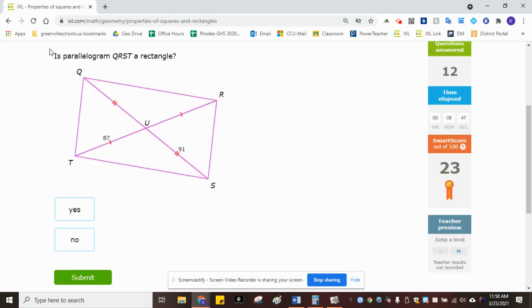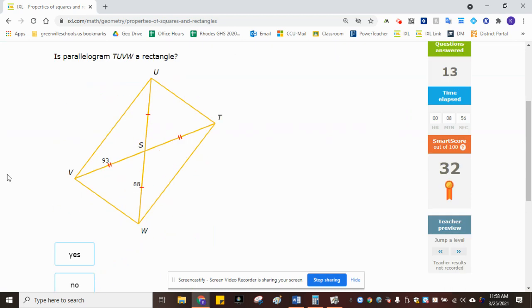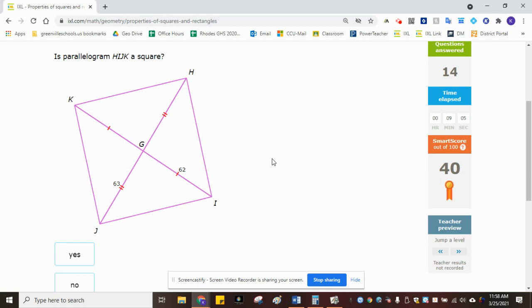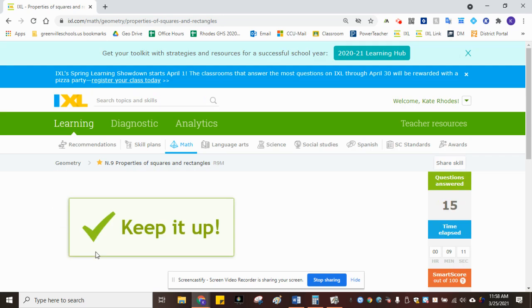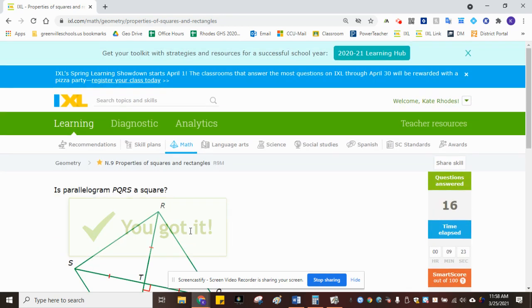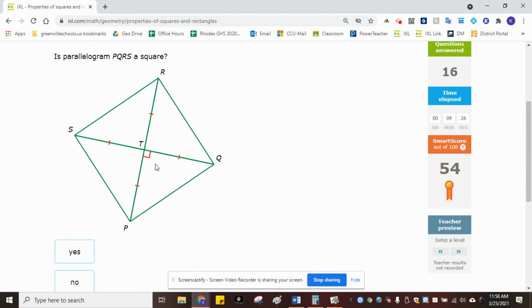Is this parallelogram a rectangle? No, again, it has to be an isosceles triangle. This side has to equal that side, and it doesn't. Is this a rectangle? Again, isosceles triangle, so 99, 93, and 88 are not congruent, so no. Is this a square? All of them have to be the same. Again, it's a no. It all would have to be 63, all would have to be 62. Is the parallelogram a rectangle? Well, here we go. Now they are congruent. 22, 22, 22, 22. So yes, all congruent. Is this a square? They meet at a 90-degree angle, your diagonals, and they're all the same. So yes.